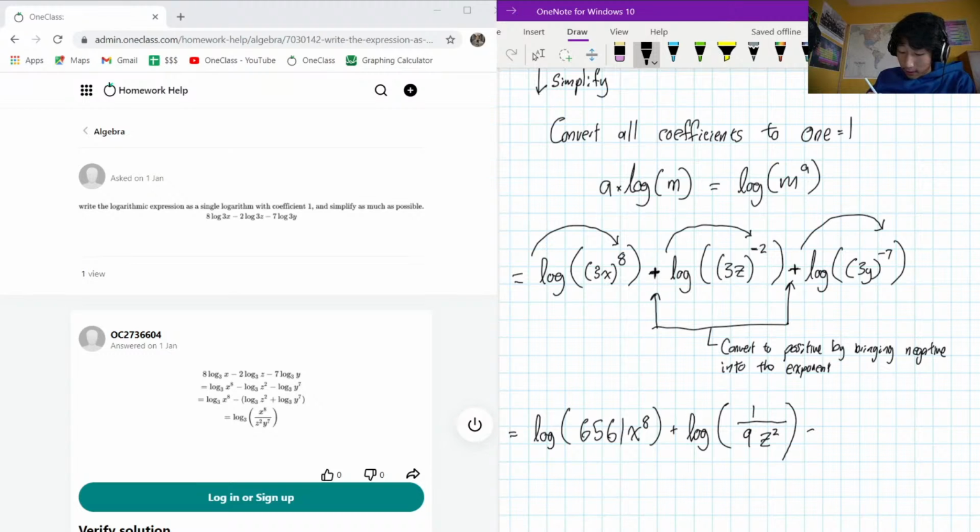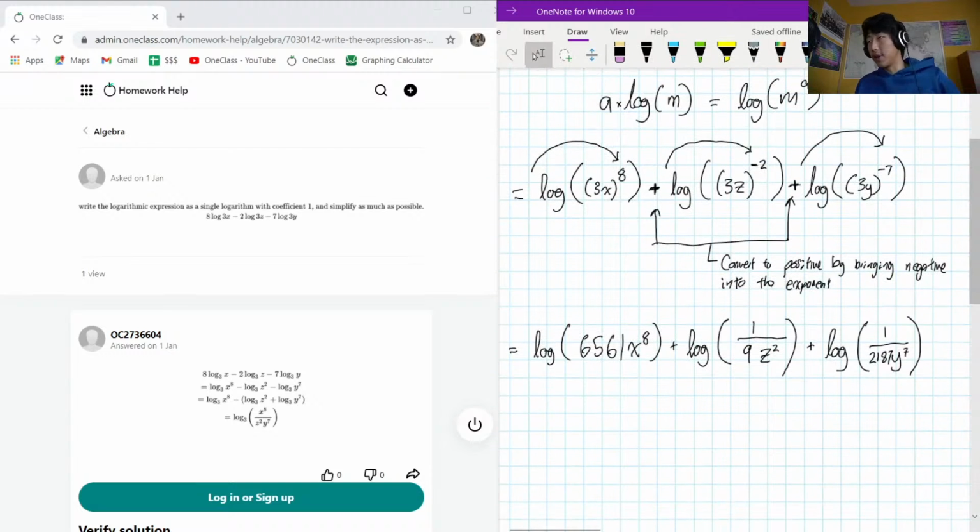And then plus log. Now we'll have 1 over y to the 7, but it's got a coefficient on the downstairs of 3 to the power of 7. So 3 to the power of 7, 2187. Okay, cool. So this is our next intermediate step.